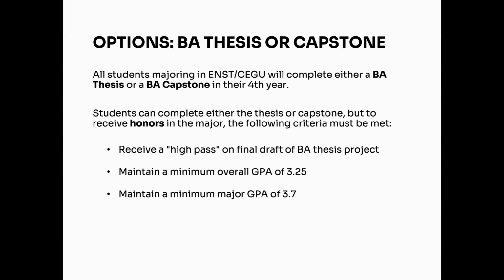But in order to receive honors, you need to receive a high pass on the final draft of your BA thesis, which you would submit at the end of your fourth year. You have to maintain a minimum overall GPA of 3.25, and you have to maintain a minimum GPA within the major of a 3.7. So before you sit down and fill out your BA thesis application or decide to do a capstone, just make sure that you're aware of how these, especially these last two bullet points, apply specifically to your progress at the University of Chicago.